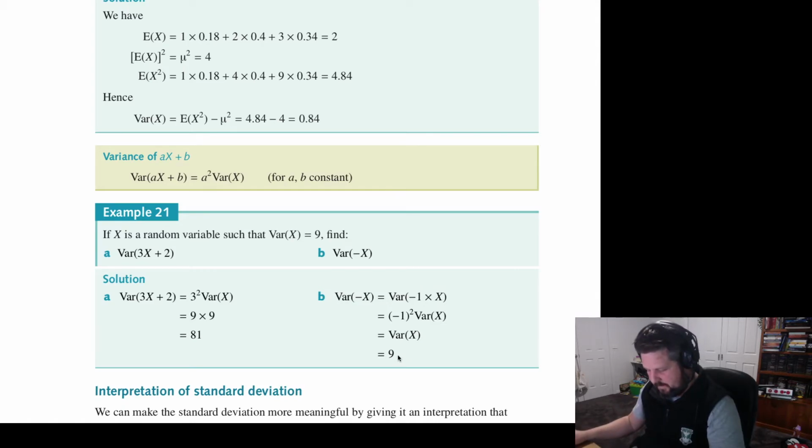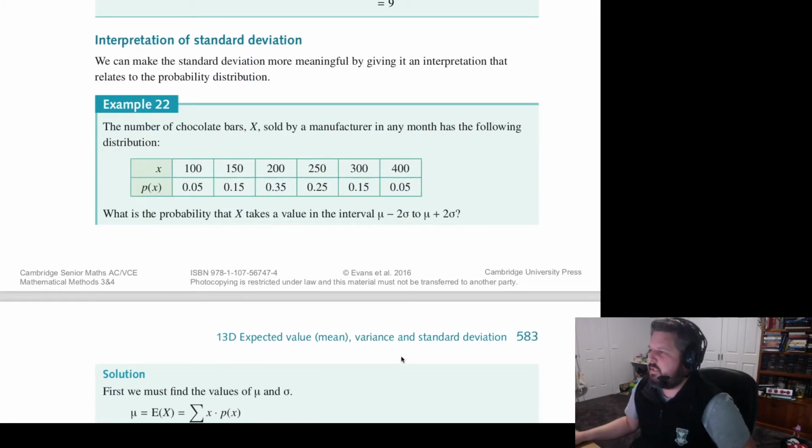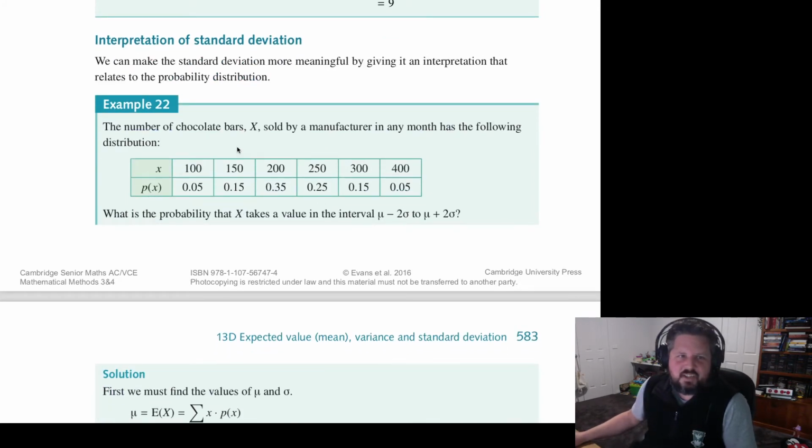Cool. Where are we at? Oh, still more to go. Cool. It says here, interpretation of standard deviation. It says we can make the standard deviation more meaningful by giving it an interpretation that relates to probability distribution. So again, this will be explained in a little bit more detail later on down the track.